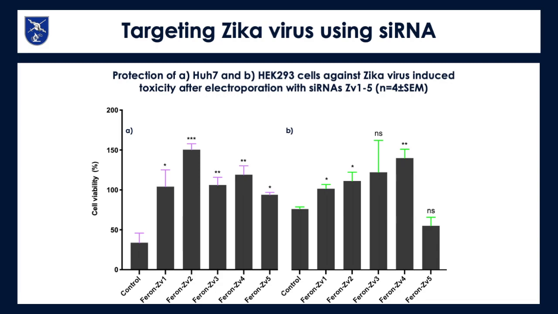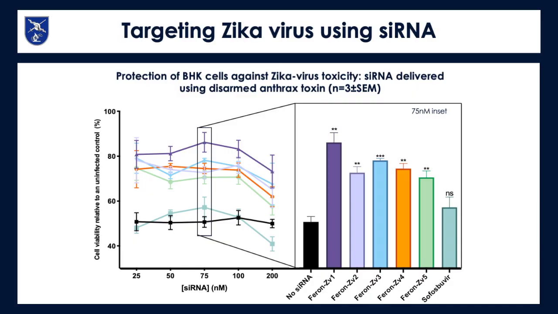However, HEC293 cells are not easily infected with Zika, and therefore the baseline death, i.e. the control, is raised. Consequently, the difference between treated and non-treated isn't as evident, although statistically significant for Ferrin ZV1, 2, and 4. In parallel to the nucleofection studies, we used our disarmed anthrax-based delivery system to test the siRNA's ability to reduce Zika virus-induced toxicity.